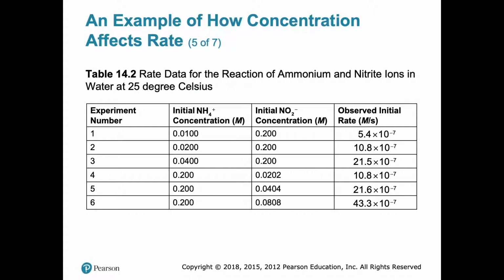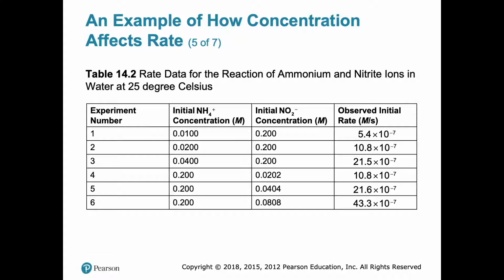So last Monday, we were talking about this reaction here, the one between ammonia and nitrite, if you recall. In the first three reactions, we changed the concentration of one of the reactants, in this case ammonia, and we saw that as we doubled the concentration of ammonia from 0.01 to 0.02 to 0.04, the rate also doubled. We have on the order of 5, and then 10, and then 20, right?